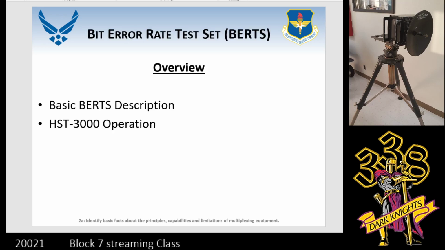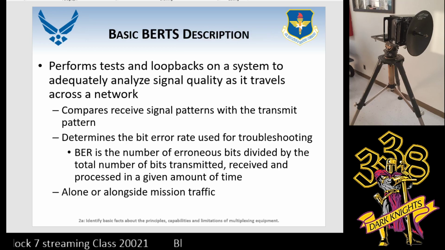All right, let's go. As an overview, we will cover the basic BERTs description and the HST 3000 operation. This is going to be pretty short and sweet to the point. Your basic BERTs is going to be able to perform tests and loopbacks on a system to adequately analyze signal quality as it travels across a network. This is primarily done non-intrusively, and it runs alongside your data transmissions. And it does that by comparing your received signal patterns with your transmit patterns.